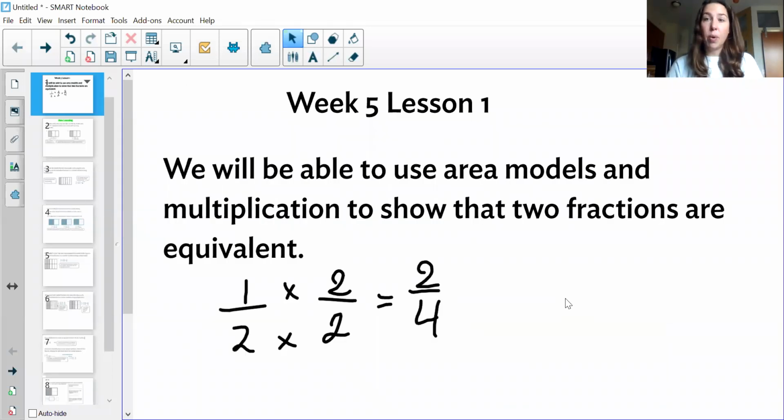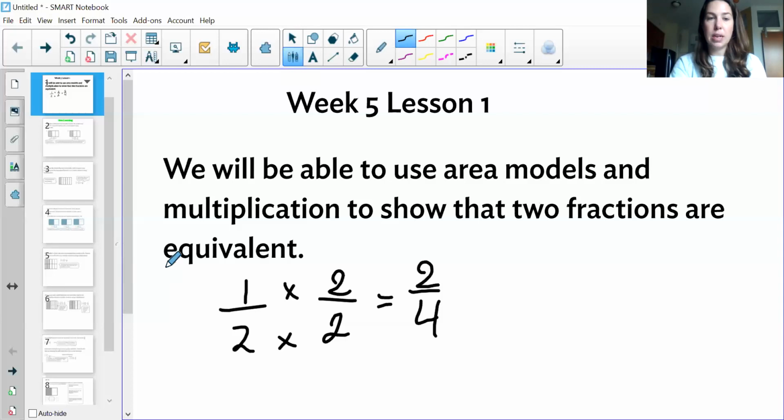Okay, so today what we're going to do is we're going to be able to use area models and multiplication to show that two fractions are equivalent. And actually, we've already been doing a little bit of this in the past couple of lessons. And here, I just put an example of a multiplication sentence. So 1/2 times 2/2 equals 2/4. 2/4 and 1/2 are equivalent. And what that means is they're two different fractions that represent the same amount. They're equal to each other. They don't represent different amounts. So that's what equivalent means.